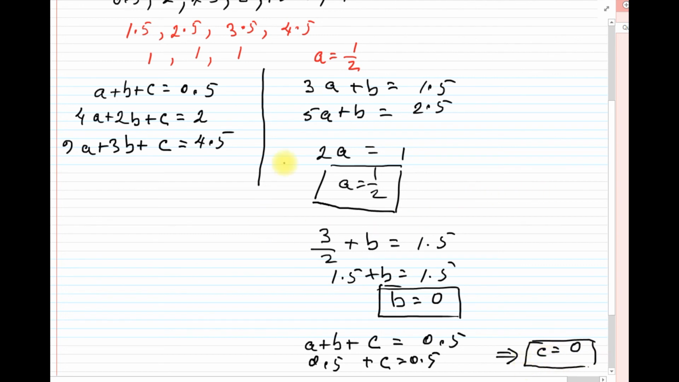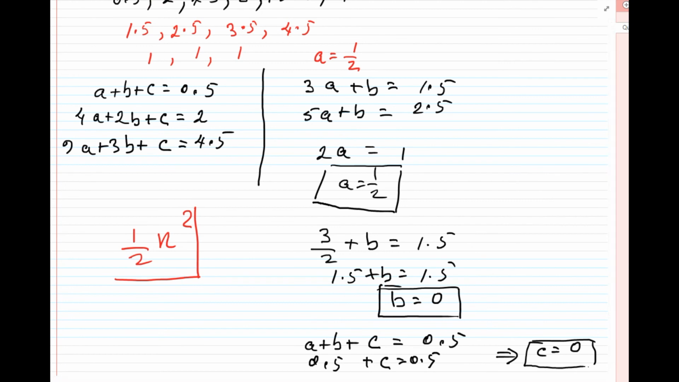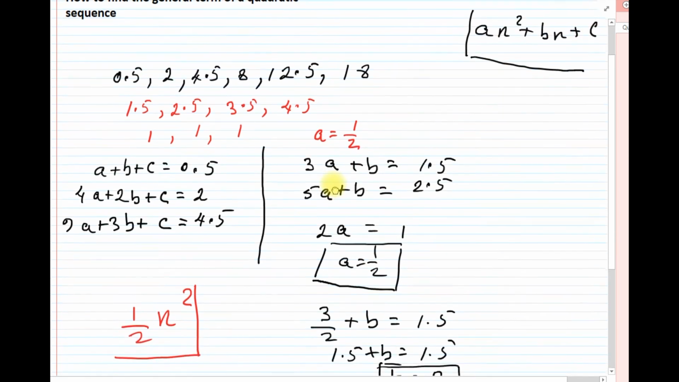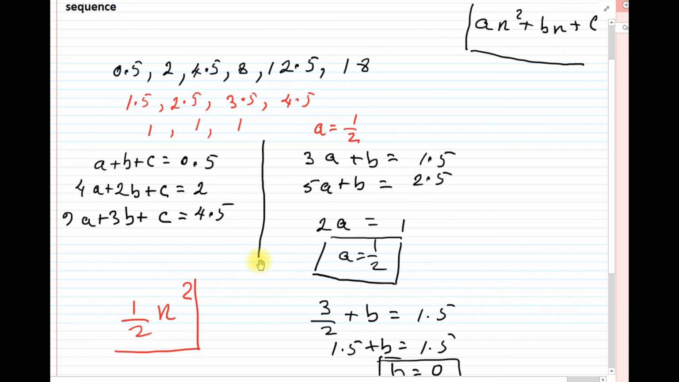So our sequence, which I'm going to write in red in this space here, is half n squared, because if we look at an squared plus bn plus c, b and c were 0 in this case. So our sequence is just half n squared. Now you can check, if you substitute 1 for n, you'll get half. If you substitute 2, you get 2 squared, which is 4 divided by 2, which is 2, and you get all the other terms.